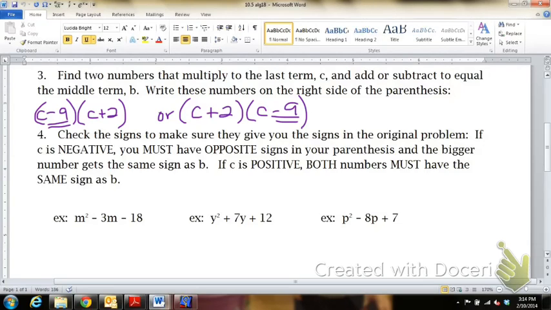Now, there's a whole bunch of rules that can help you with the signs. If your last number is negative, then you must have opposite signs. Sorry, these were x's. So I had x squared minus 7x minus 18. Notice that because my last number, the 18, is negative, I wound up putting opposite signs into my parentheses because these numbers are multiplying to make a negative. A positive times a negative gives you a negative.